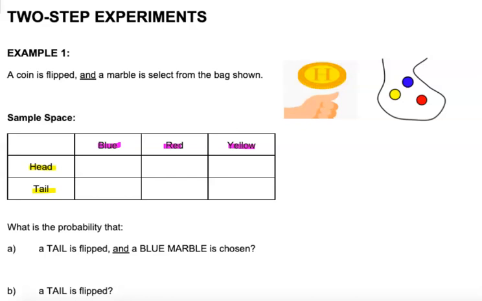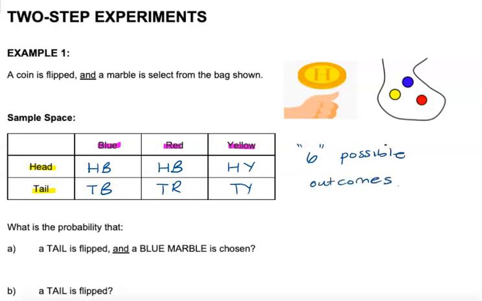We could select a blue marble and flip a head, so a head or blue. We could have a red marble when we flipped a head, or a yellow marble when we flipped a head on the coin. Or if we flipped a tail, we could also select a blue marble while flipping a tail on the coin, selecting a red marble while we flip a tail, or a yellow marble. So what we notice here is we have 6 possible outcomes for this two-step experiment in theory.